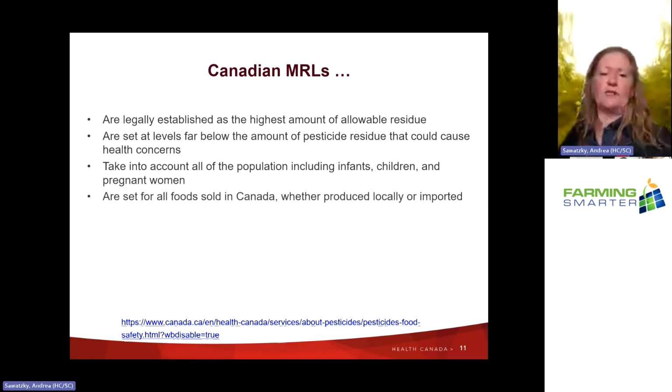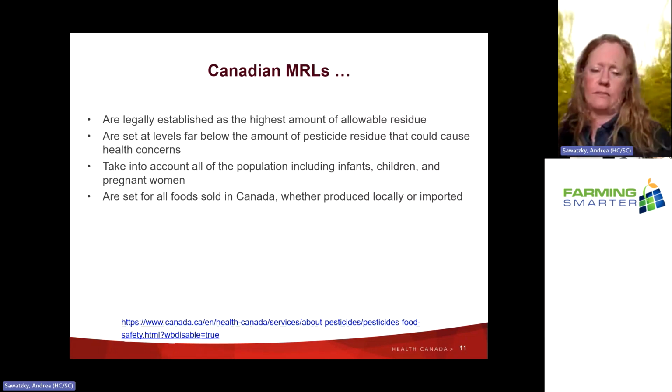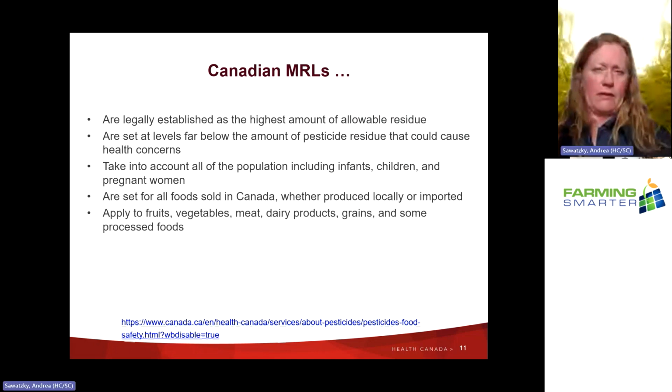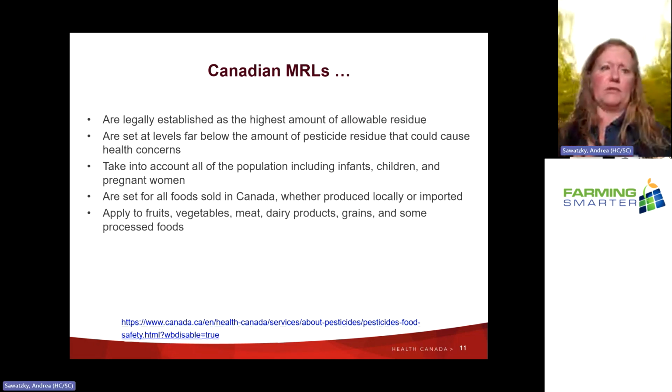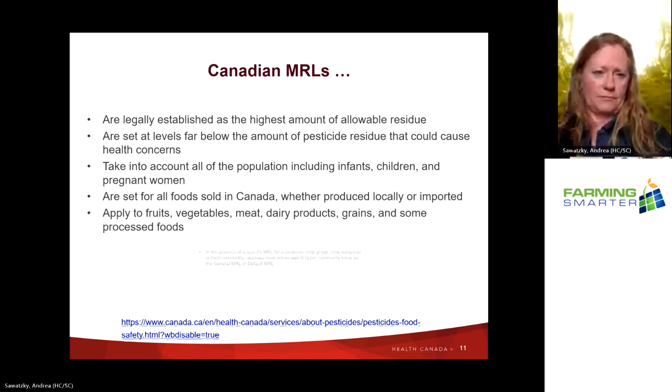And they're set for all foods sold in Canada, whether they're produced locally or they're imported. So it's important to know that it's imported, and that's where the international portion comes later on. What's imported, also, the residues, if there are residues, have to meet our MRLs. And they apply to fruits, vegetables, meats, dairy products, grains, basically anything that a pesticide will or could be applied to that we will end up eating, either primarily or secondarily, it all has an MRL.